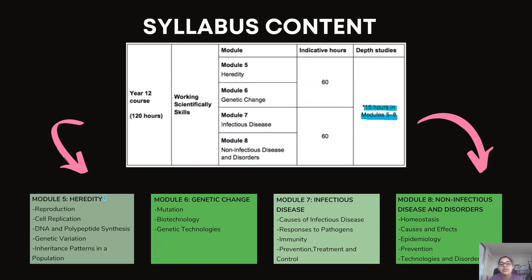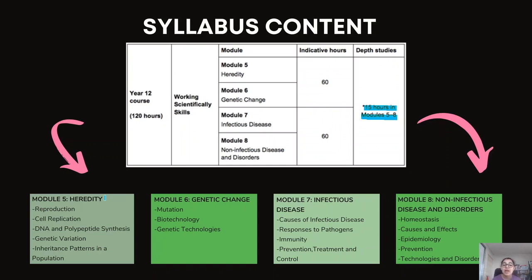In module 6, we're going to look at genetic change. We'll look at mutations, biotechnology, and genetic technologies. Module 7 is infectious diseases, and after having lived in the COVID era, we would all be pretty familiar with this. We're going to look at the causes of infectious diseases and the responses to pathogens. We're going to look at immunity. What we learn in HSC biology about the immune response is pretty basic, there's a lot more going on, but it's still a very fun little intro into the immune response. And then we look at prevention, treatment, and control.